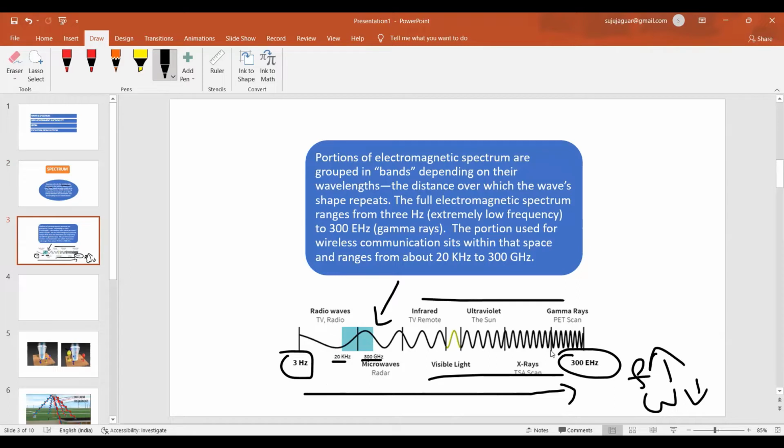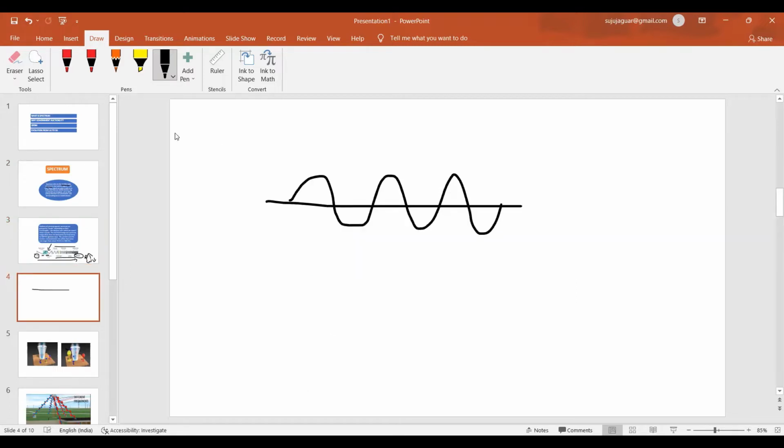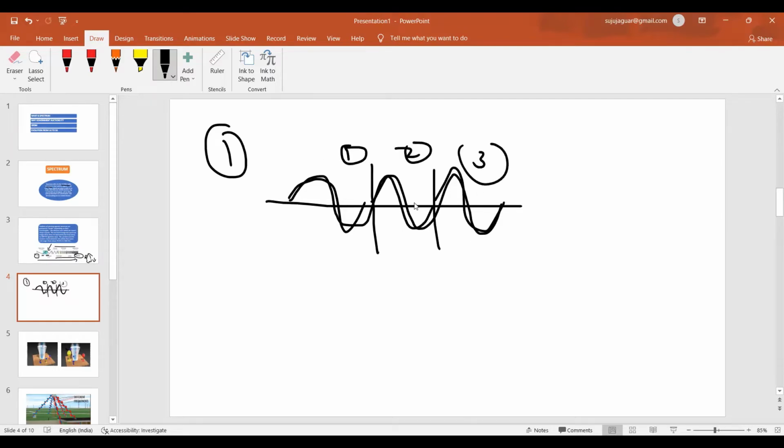So now let us understand frequency and wavelength. Within 1 second, how many times can this shape repeat itself? If I just see here, this shape has been repeated 3 times. So this is nothing but 3 cycles per second, which can be written as 3 hertz. So frequency is measured in hertz.